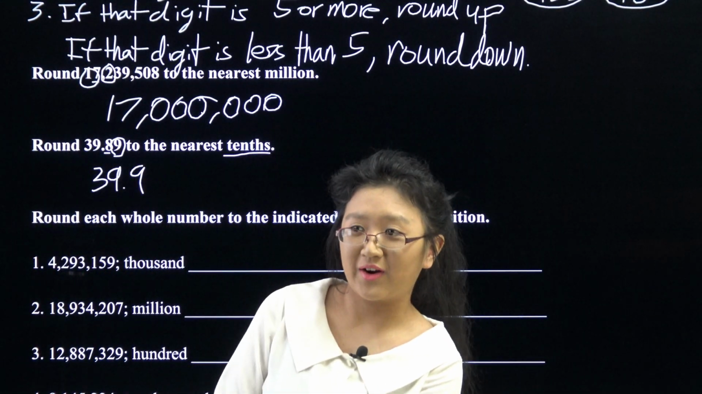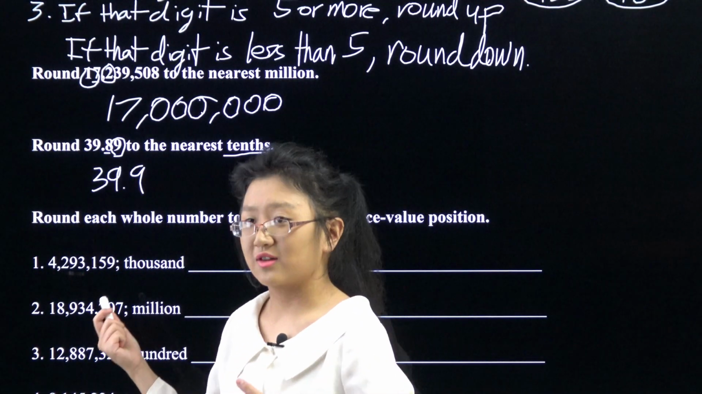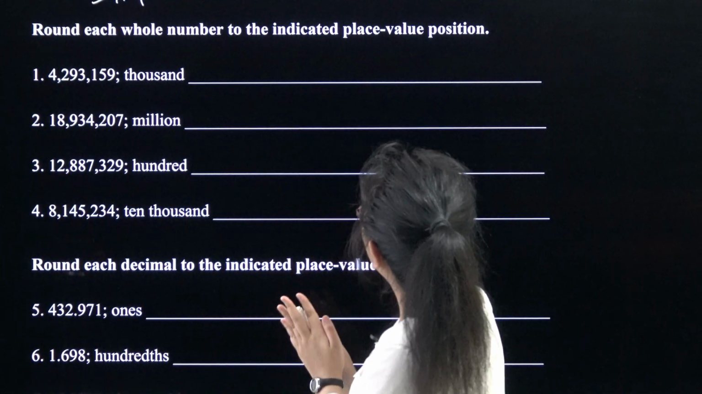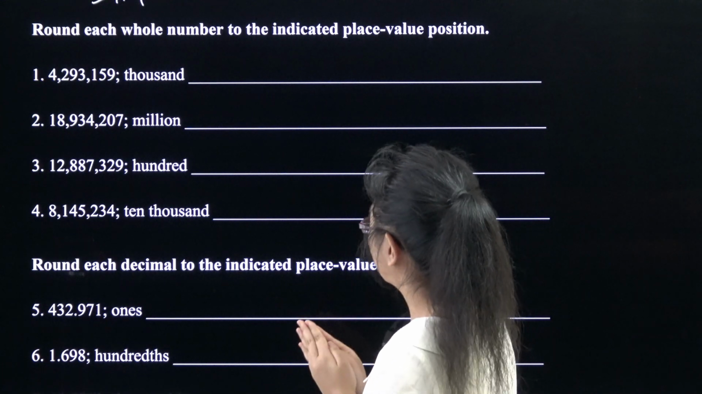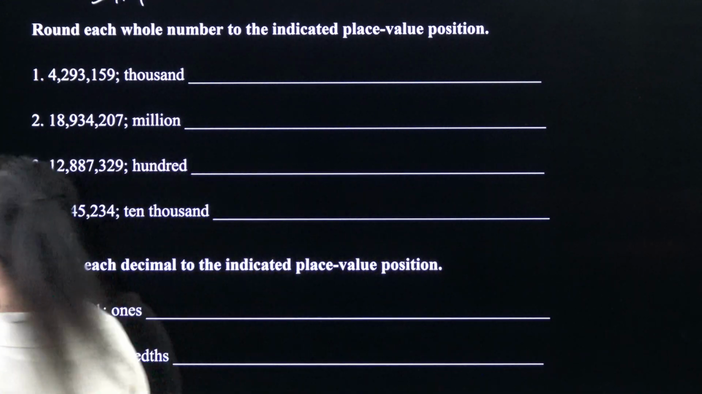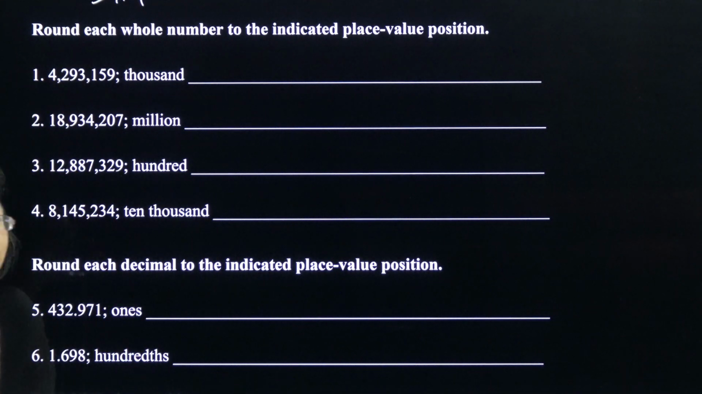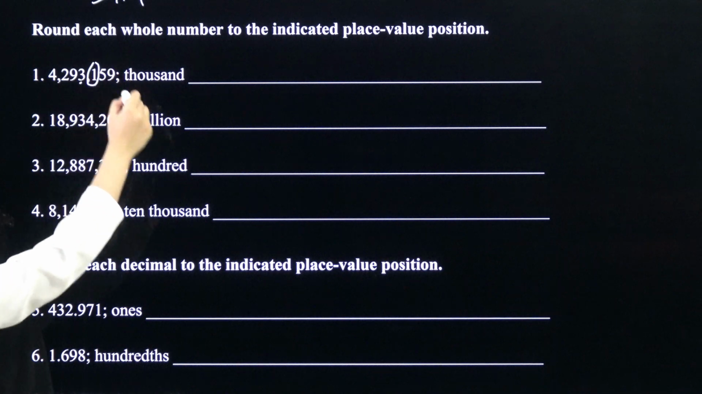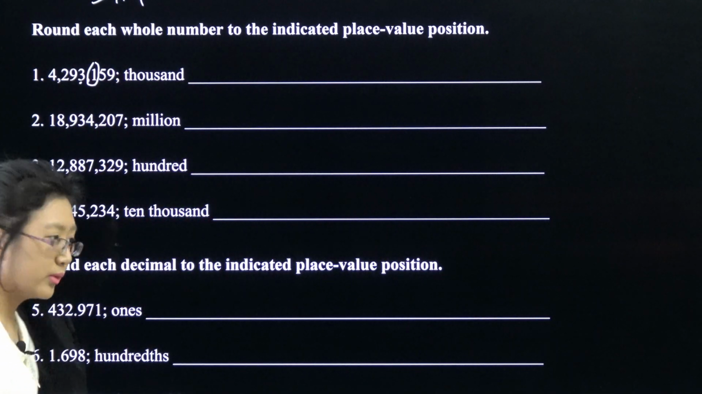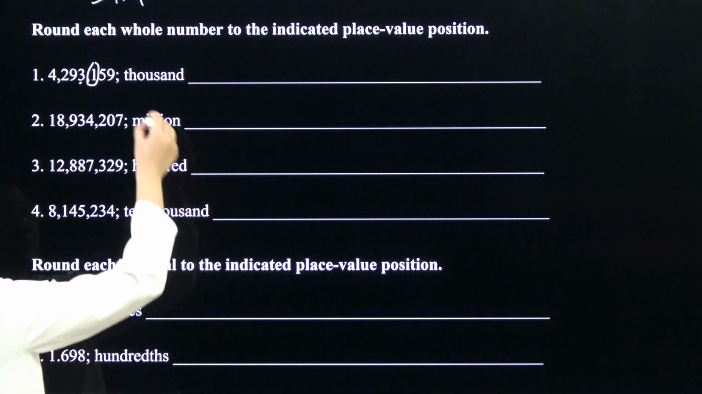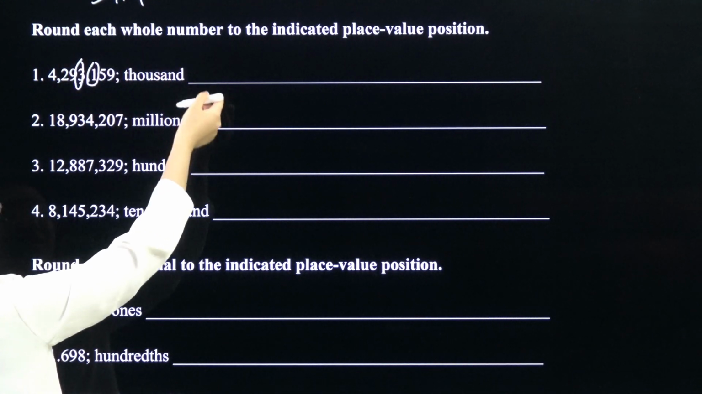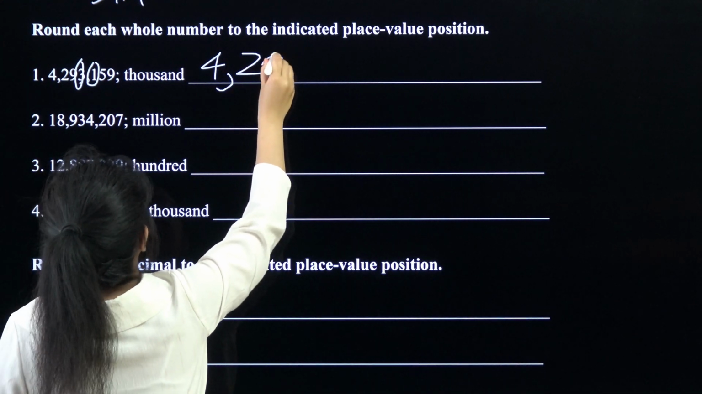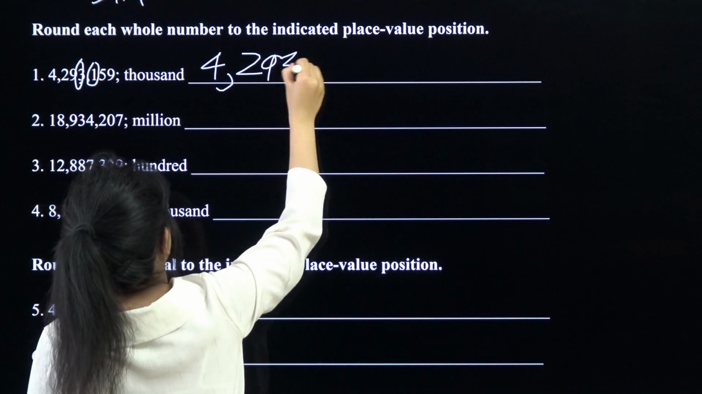So to solidify some of our knowledge, we're going to do some practice problems. Round each whole number to the indicated place value position. So over here we have 1,000. We look at the 1,000 place. We move 1 to the right. It's a 1. So 1 is less than 5. We round down, or just technically rounding down is just keeping the value in the 1,000 and not going up. So it becomes 4,293,000.